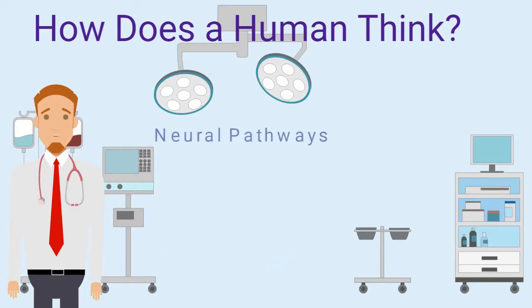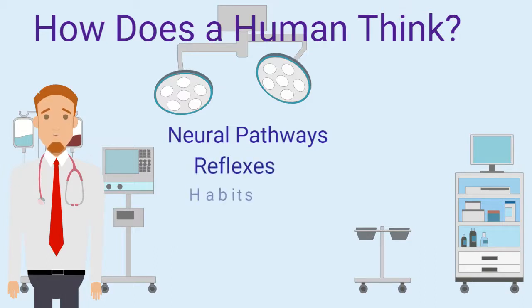The brain develops neural pathways during childhood that link certain neurons together, which joins different parts of the brain, creating reflexes, habits, biases, and attitudes.